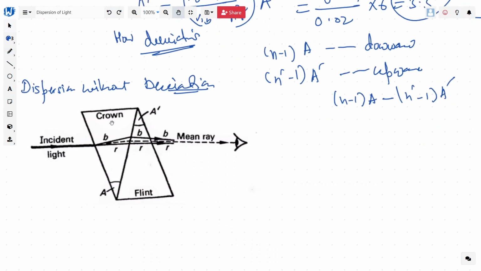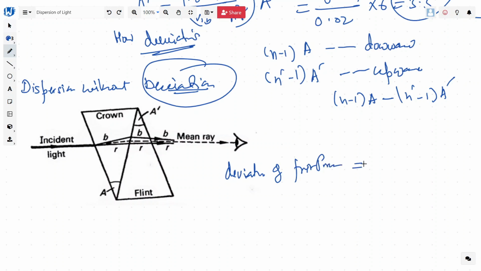In this setup, basically you have a crown glass prism and a flint glass prism. They are placed like this, right? And again the same thing, we have this angle A known and A dash we will determine. So let's first find out, we want no deviation, right? So let's write down the condition for this to happen. For the deviation of the first prism, it's going to be (n minus 1) into A, and if the prism is like this, it is going to be in the upward direction.